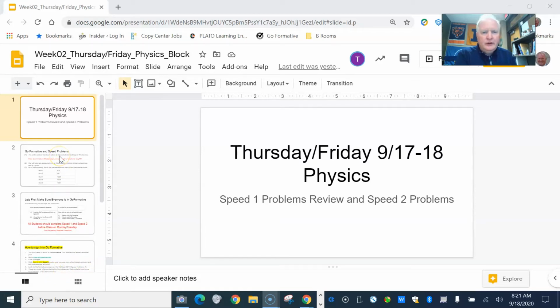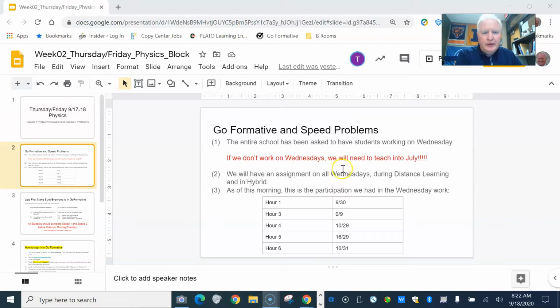So this Thursday, Friday, we're focused on speed problems 1 and 2. And so you can see that that's what the slide was for today. The first thing we talked about was getting into Go Formative. So if you are not in Go Formative, then you need to meet with me. Just send me an email. I'll set up a meet and we'll get you into Go Formative. I think most of us are in there, so that's not a problem, and I'm not going to go through it right now.